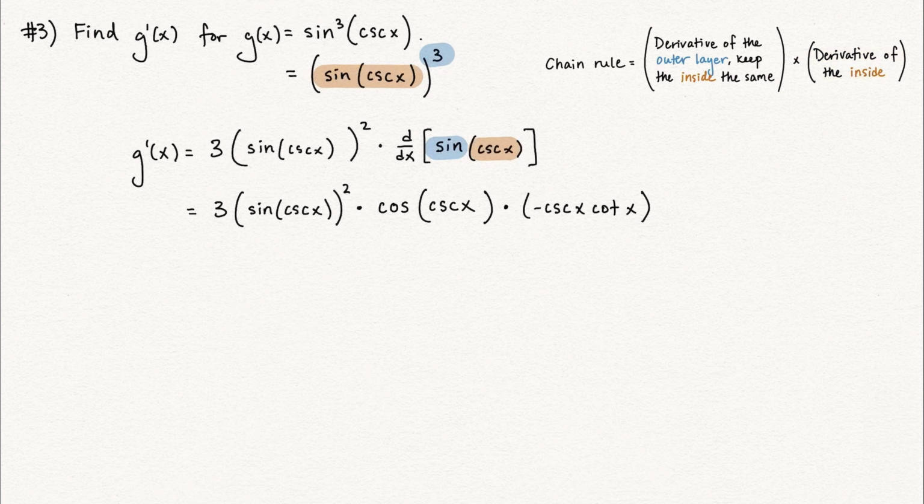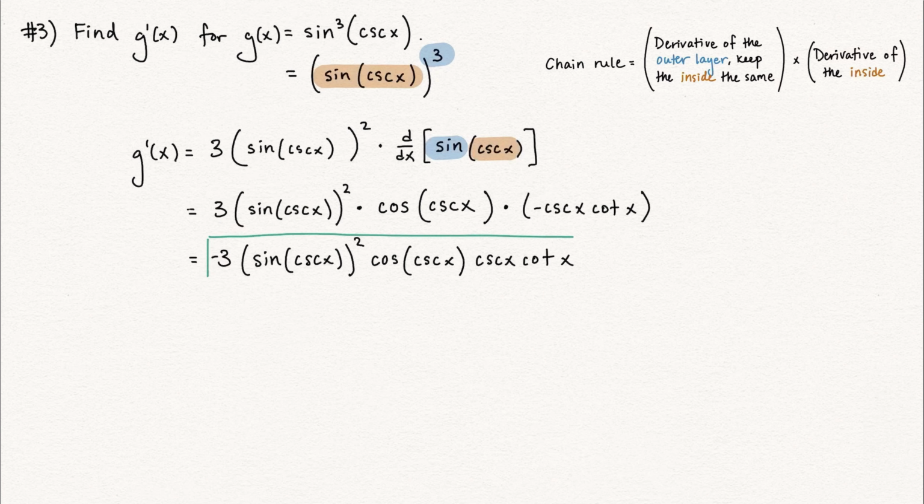And that's it. This is our derivative. But I'm actually going to clean this up just a little bit. I want to move that negative sign out to the front, so it's much more clear that we have a negative sign. So we have negative 3 times sine of cosecant x squared, and then times cosine of cosecant x, and then times cosecant x times cotangent x. And here is our final answer for the derivative.